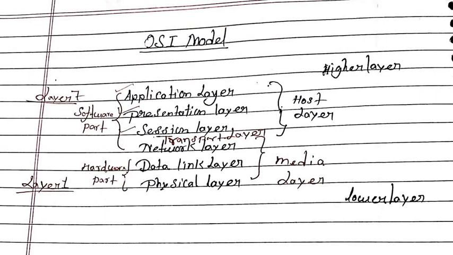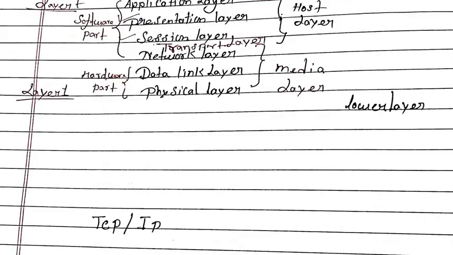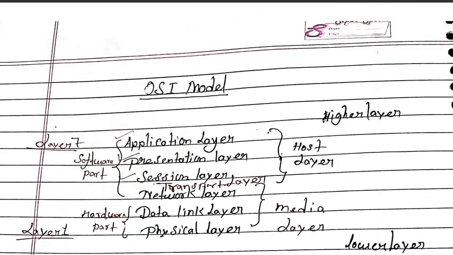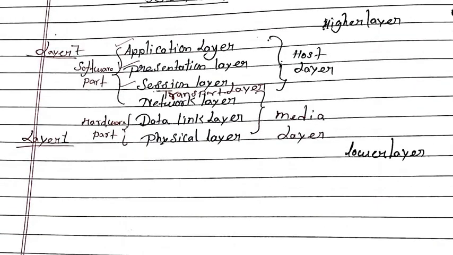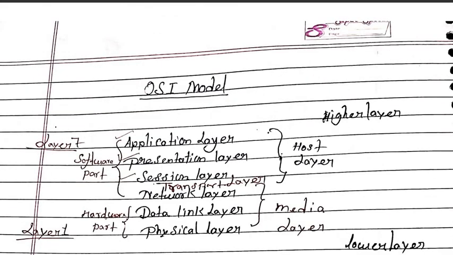Here we see the OSI model and the TCP/IP model. In the OSI model, there are 7 layers: application layer, presentation, session, transport layer, network layer, data link layer, and physical layer. So these are the OSI models, meaning the standards and ways to communicate between two host-to-host computers.